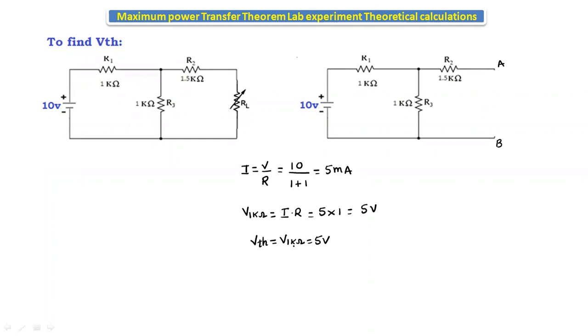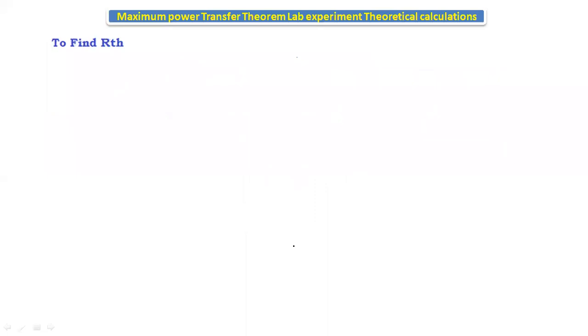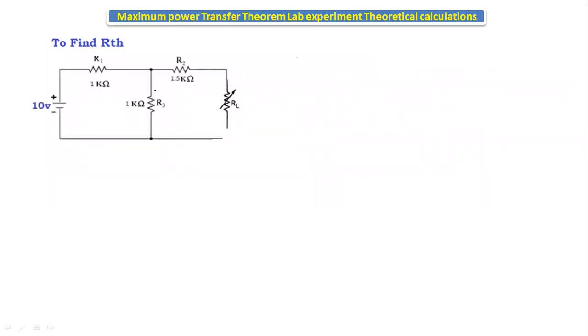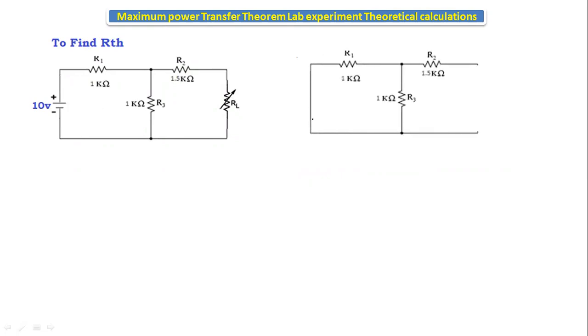Now let's find out RTH. Like this we will find out the VTH. Now let's find out RTH. So this is the given circuit. For the given circuit, the equivalent circuit to find out the RTH will be: remove the load resistance and short circuit the voltage source. Short circuit the voltage source and we are removing the load resistance. This is the circuit to find out the RTH. If you see the circuit here, we will find out the RTH across these terminals.